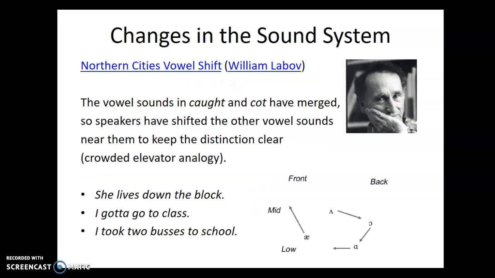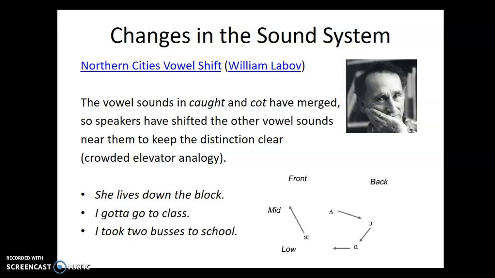Another kind of interesting example we can look at of language change would be changes in the sound system. And one really great example of this points to my hometown area of the country, kind of the Midwest or going towards the Northeast. This probably applies a lot to the New York State area, Buffalo, Chicago, kind of northern cities around the Great Lakes. And it's this phenomenon called the Northern Cities Vowel Shift.